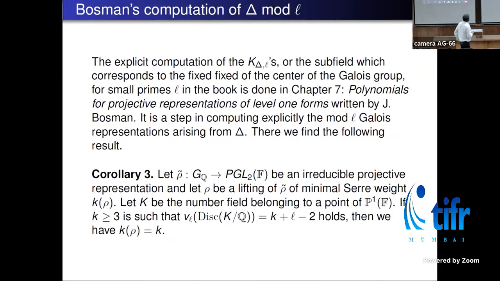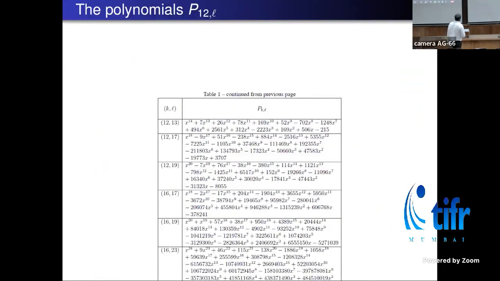Okay, in the last 2 minutes, let me tell you. One of the tasks in this book is to compute this K delta L, the splitting field of the Galois representation coming from delta mod L. This is done in chapter 7 of the book. Let me write down this table. It's not very visible, but in that book they write down these polynomials P k L. For the delta function, you have to look at the first 3 cases.